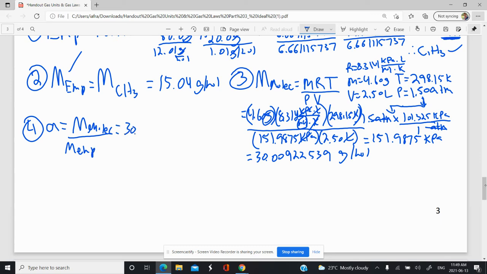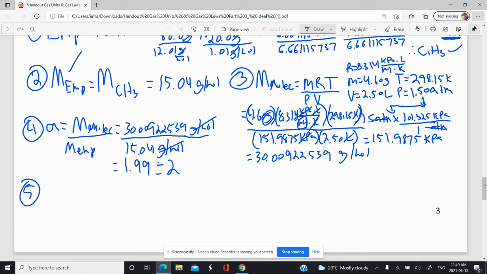So it was 30.0092259 over the 15.04 grams per mole. Those cancel out, and we get a factor of about 2, 1.99, or approximately 2. So we have that multiplying factor. Now all we have to do is 2 times our empirical formula, which is CH3.